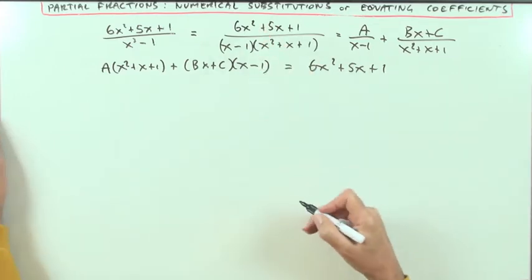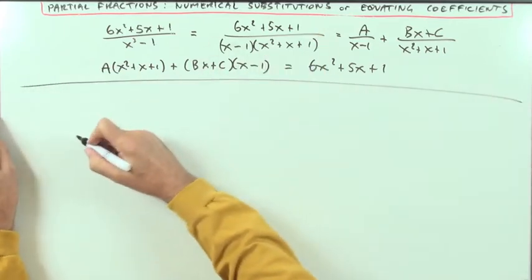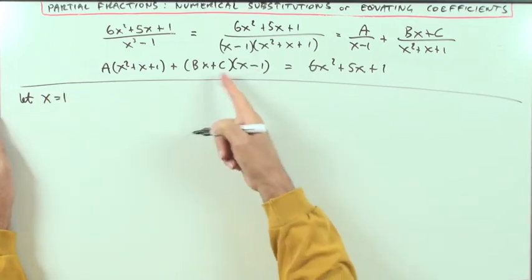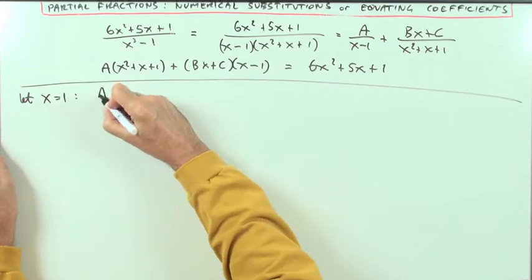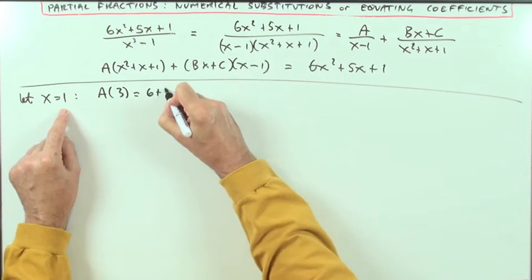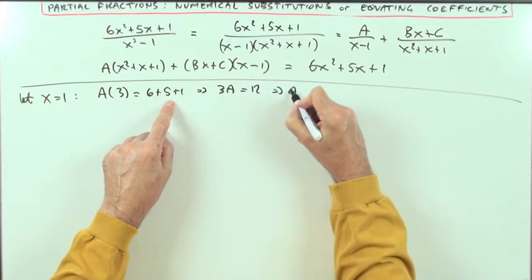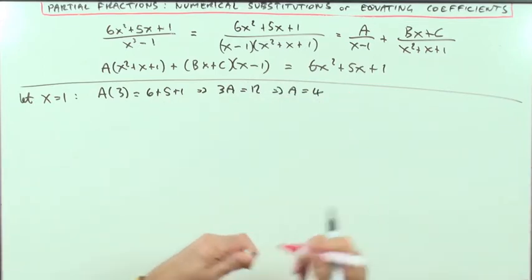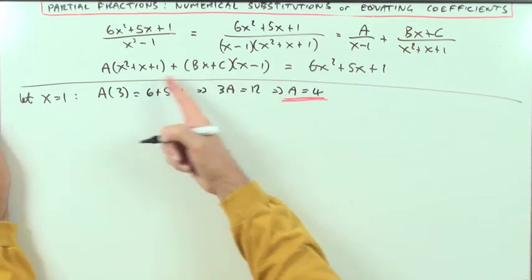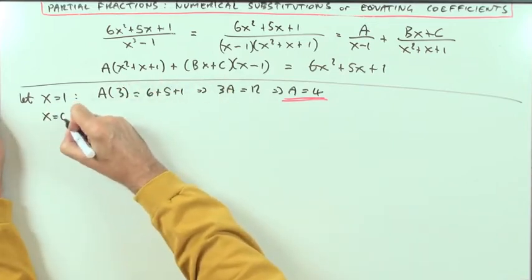But first of all, numerical substitutions. There's an obvious one, but I'll do it completely by numerical substitutions. So first of all, the obvious one would be this: let x equal 1. Because that's going to knock out that term completely and just leave you with this one. So it'll be A times 1 plus 1 plus 1, which is 3, equals 6 plus 5 plus 1, which means I've got 3A equals 12, so A is going to equal 4. That was quite easy. Now the next part, I can't really knock out these other parts, so what I'll do instead is I'll just pick other convenient numbers.